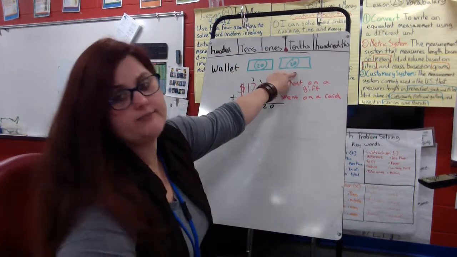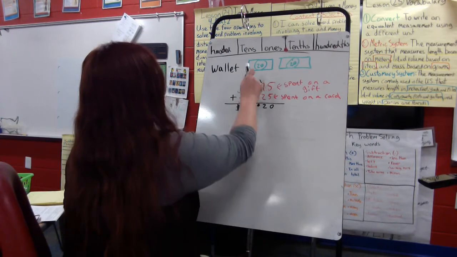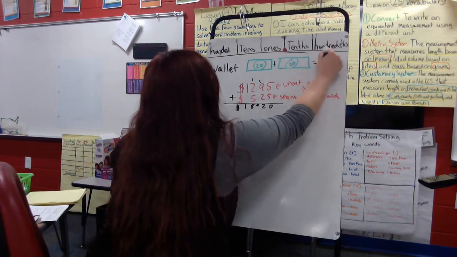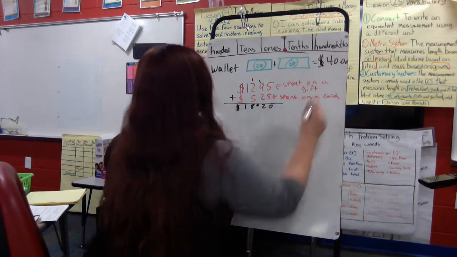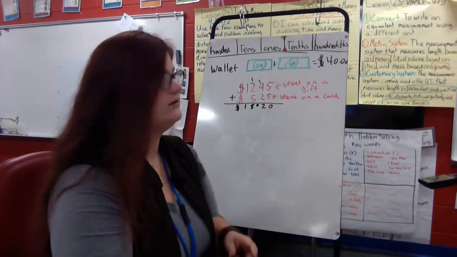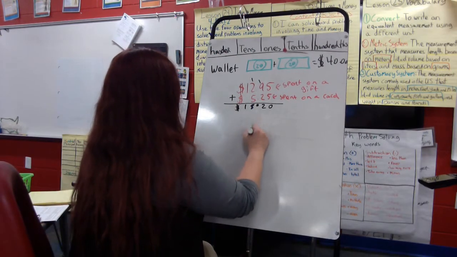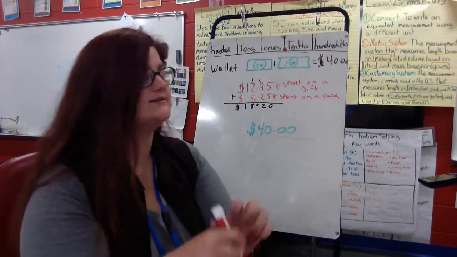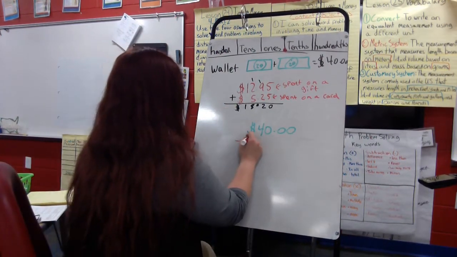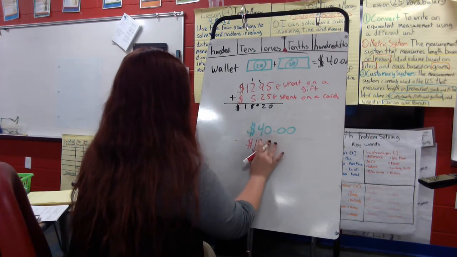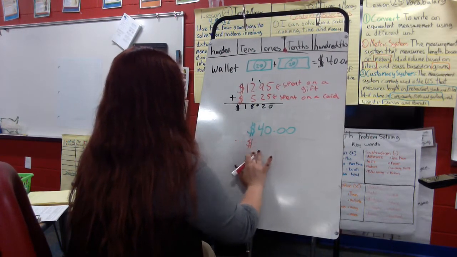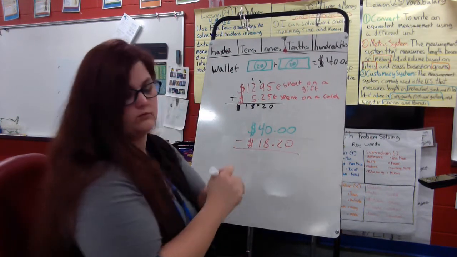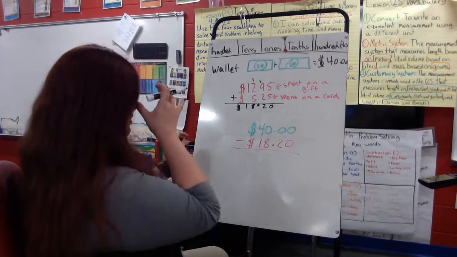Well, we have 2 $20 bills here, which equals what? 20, 40. $40. So she has $40 to start with. She spent $18. Whoops. Make sure you're lining your stuff up right. She spent $18.20. We're going to go through and subtract.